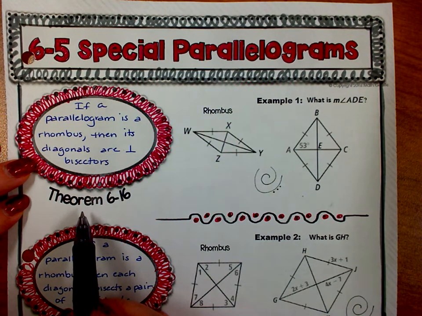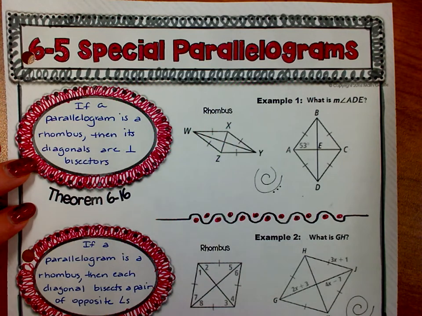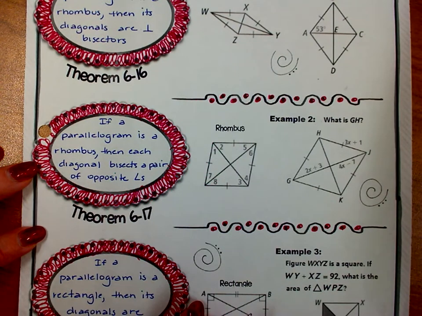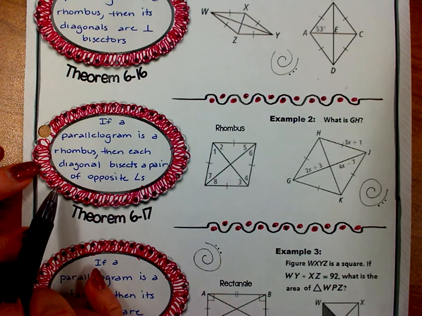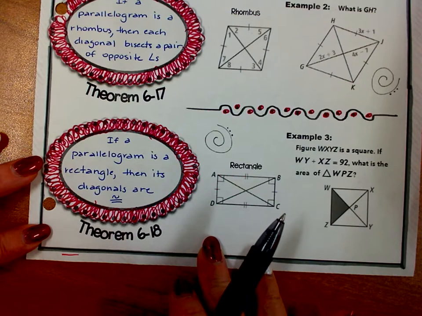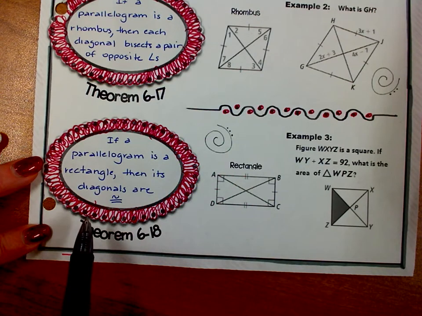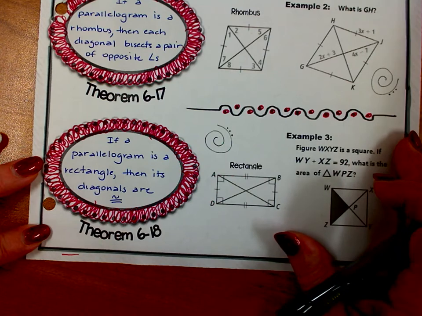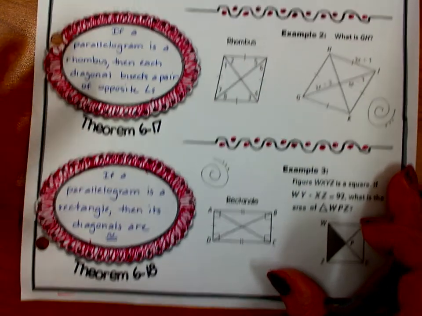If a parallelogram is a rhombus, then its diagonals are perpendicular bisectors. Okay, Theorem 6.17. If a parallelogram is a rhombus, then each diagonal bisects a pair of opposite angles. And finally, Theorem 6.18. If a parallelogram is a rectangle, then its diagonals are congruent. Okay, go ahead and pause the video if you need more time to write down the theorems. And then we'll take a look at exactly what they mean.